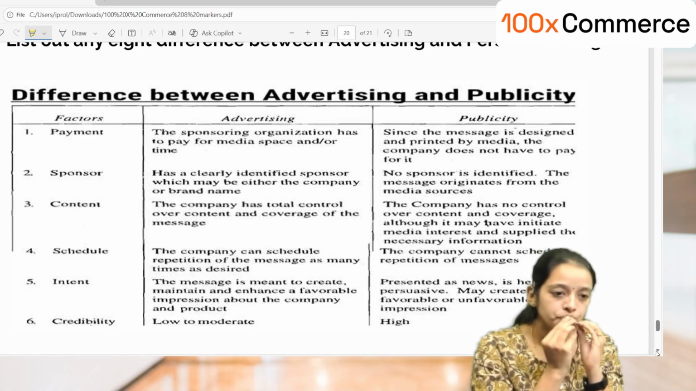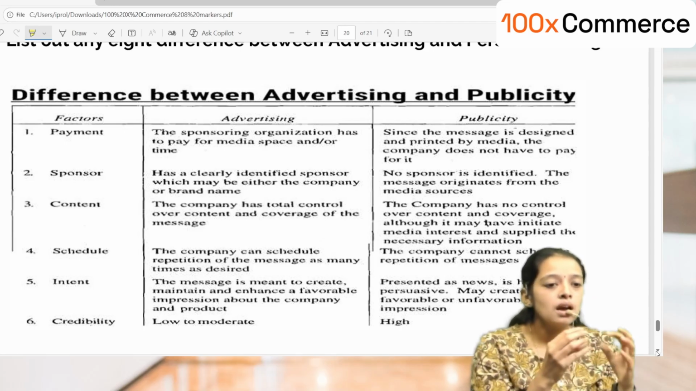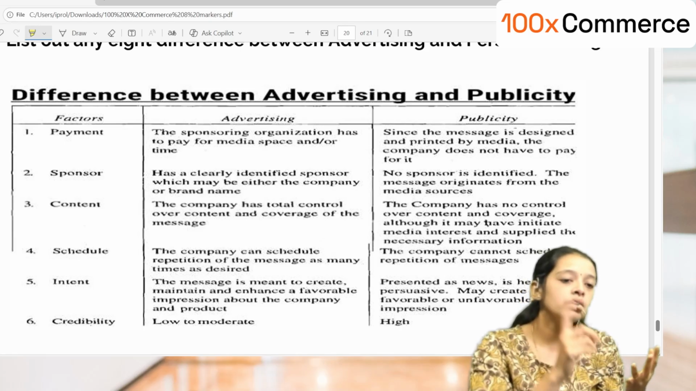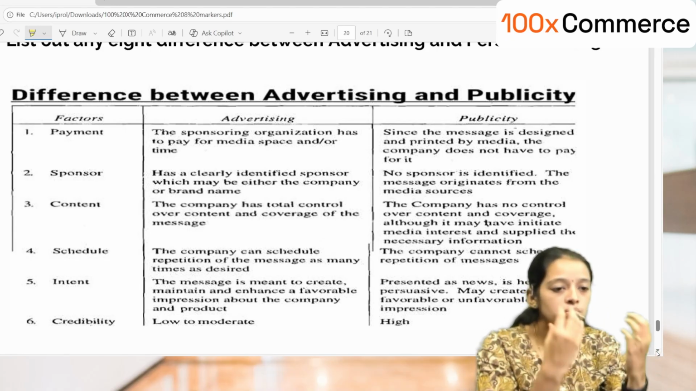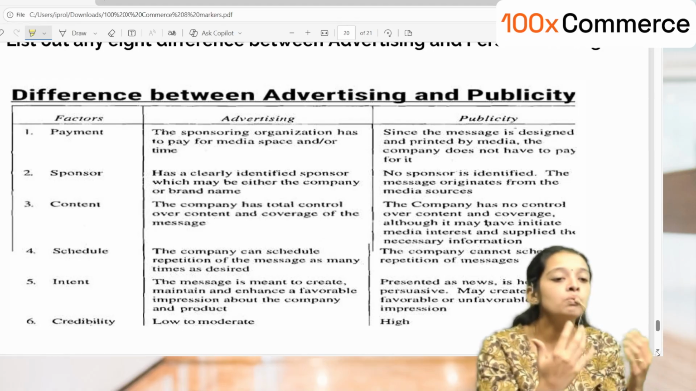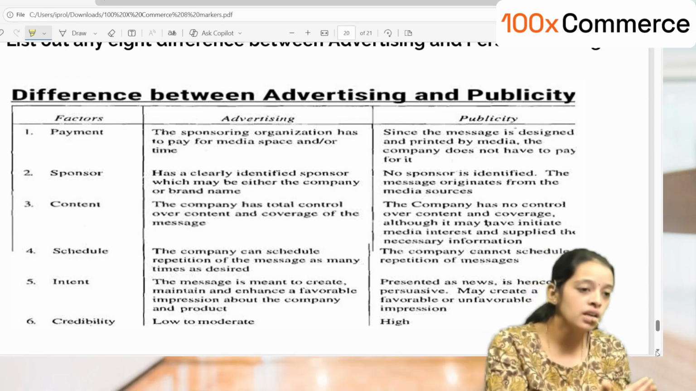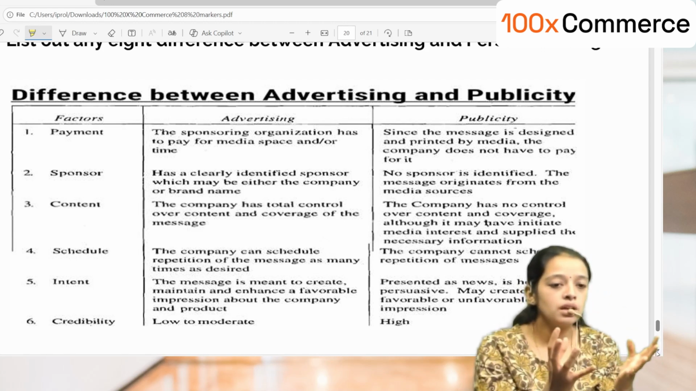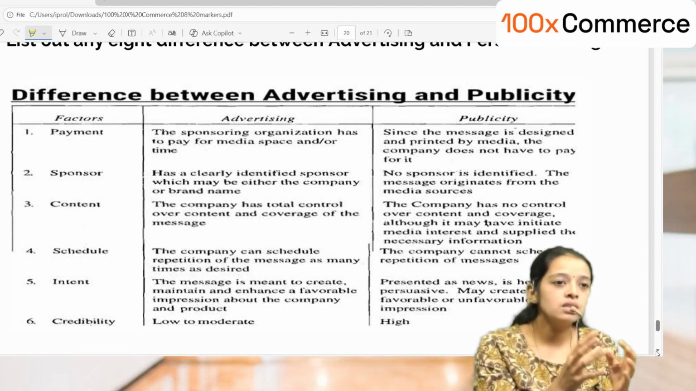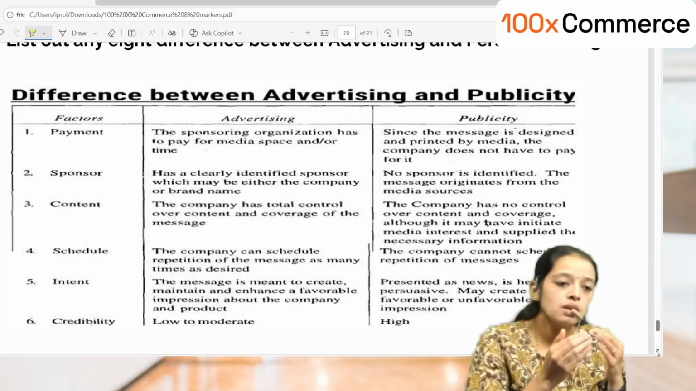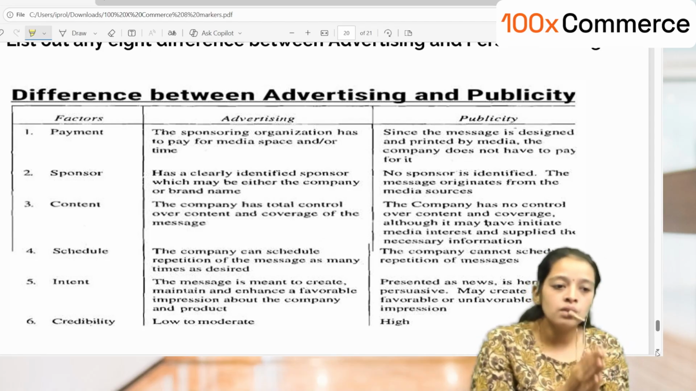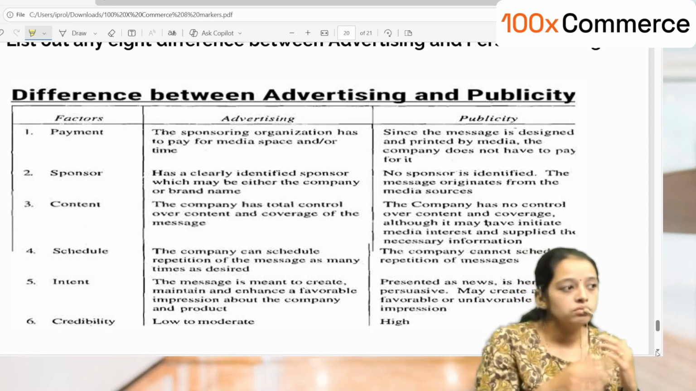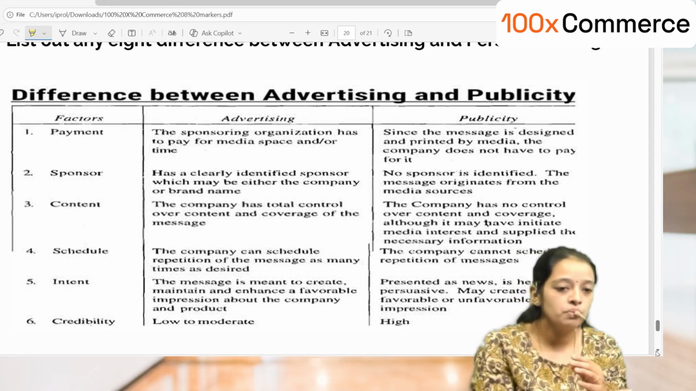So in case of advertising, the company has complete control over the content, the message and how the coverage of the message is, like whom to reach, which audience to reach, which media to use. But in case of publicity, what is happening? As I told, it is just mouth to mouth communication. Here sometimes it is all about the repeated message, or all about the personalized experience that the person got by using the particular product. And advertising can be scheduled multiple times, but publicity cannot be scheduled.